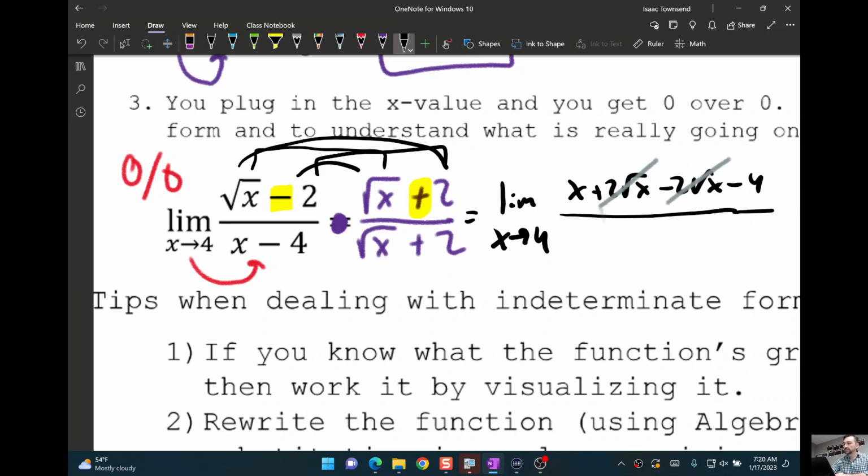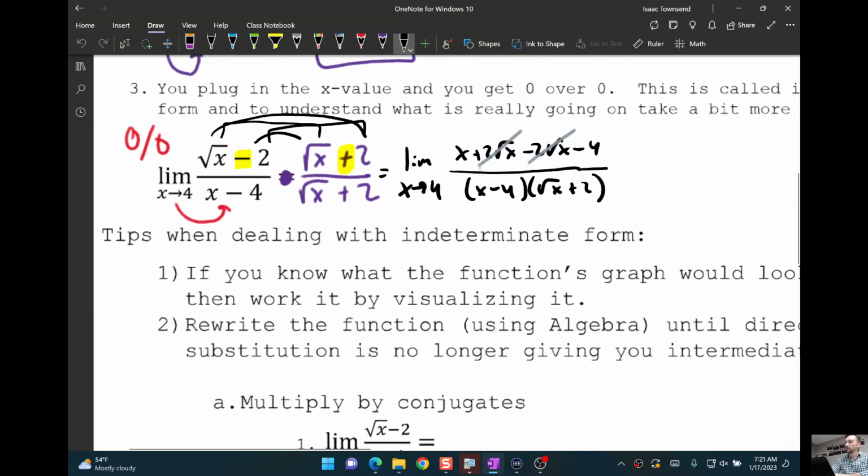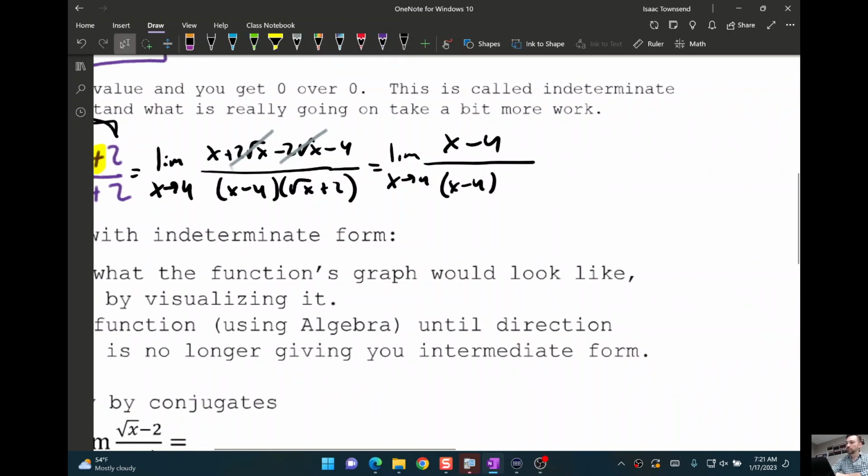Okay, down here, if I've got an x minus 4 times a square root of x plus 2, I'm purposely not foiling those because my numerator is an x minus 4. So just like with factoring, I need something to cancel. So I need those x minus 4s to cancel, which is why I did not FOIL on the denominator.